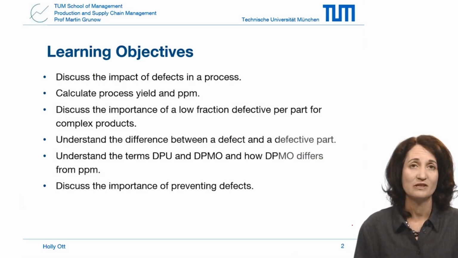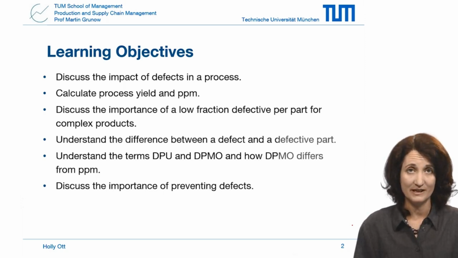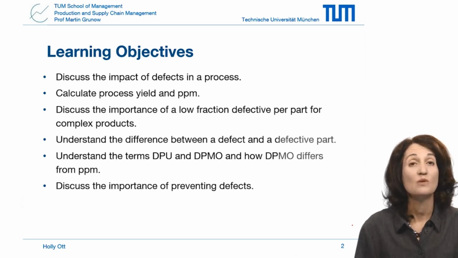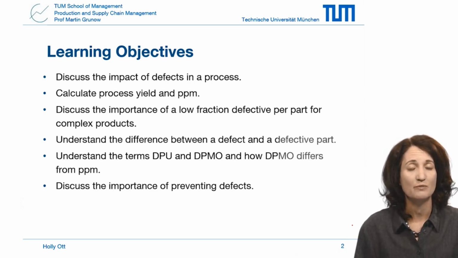The learning objectives are to be able to discuss the impact of defects in a process, calculate process yield and parts per million, ppm, discuss the importance of a low fraction defective per part for complex products, and understand the difference between a defect and a defective part. This will also help us to understand the terms defects per unit, or DPU, and defects per million opportunities, or DPMO, and we'll look at how DPMO differs from ppm. And finally, we want to discuss the importance of preventing defects.